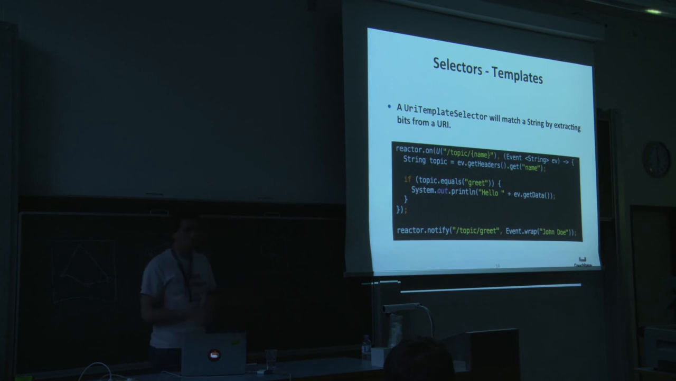And there are many more selectors. This week we added the JSON path selector, which is very nice if you are dealing with JSON streams and you want to notify a consumer if this substring in the JSON blob arrives. So it's very flexible.